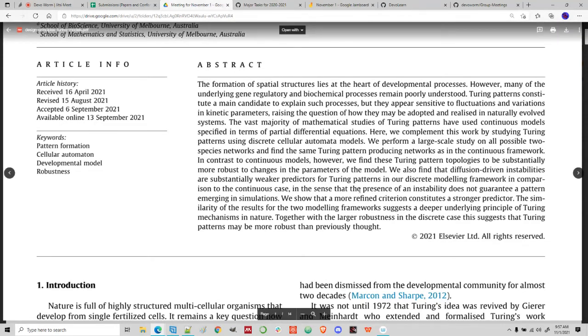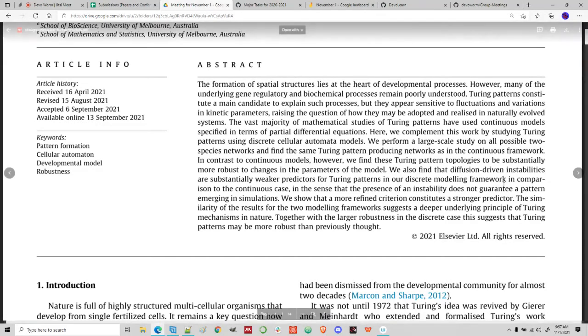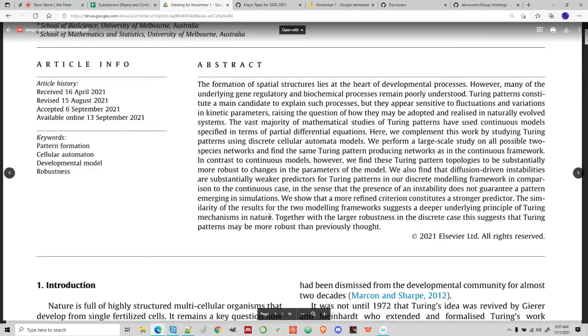And they're more robust in the sense that the presence of an instability does not guarantee a pattern emerging in simulations. So we show that a more refined criterion constitutes a stronger predictor. So this similarity of results for the two modeling frameworks suggests a deeper underlying principle of Turing mechanisms in nature.